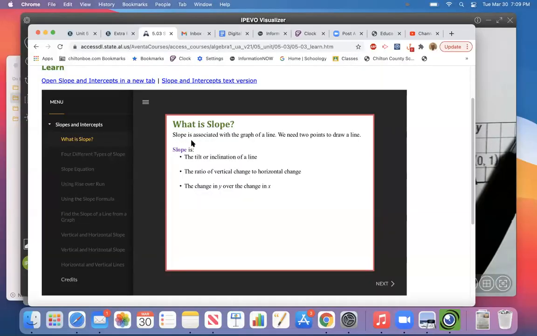So what is slope? Slope is associated with the graph of a line. We need 2 points to draw a line. We talk about slope like of a roof. Some roofs are steeply sloped, some are shallow slope. If you're snow skiing, some is steeply going downhill, some you go down shallow and go slower.